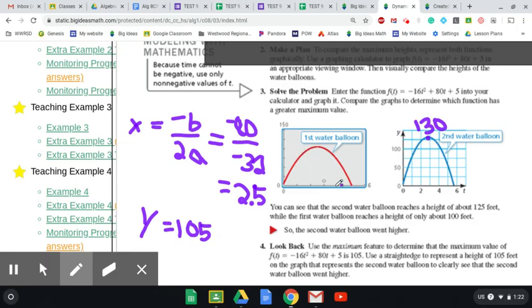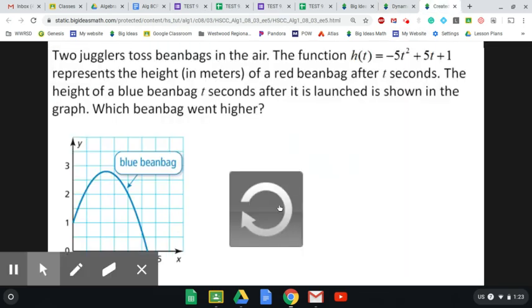If you wanted to use your graphing calculator, you can set up your graph like this, and you can see, again, this is the maximum height right around 100, and that agrees with what we just said. You can also use the maximum feature in your calculator, and I can show you how to do that. We're going to watch Big Ideas explain another one.